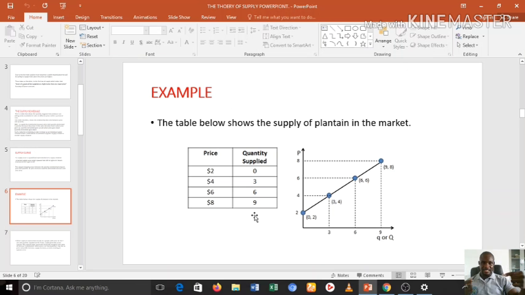While with demand it is the reverse. Demand slopes downward from left to right, which indicates the higher the price, the lower the quantity demanded, and the lower the price, the higher the quantity demanded. All right, so let us continue.